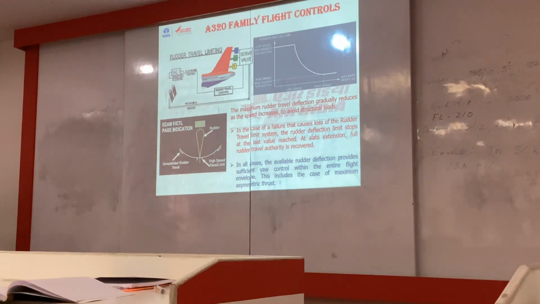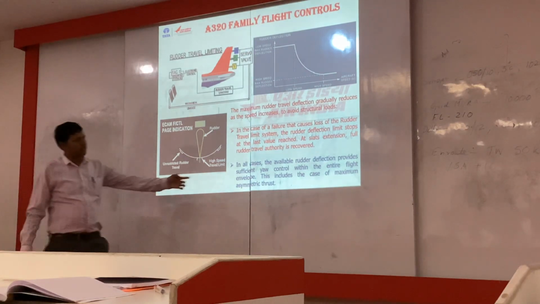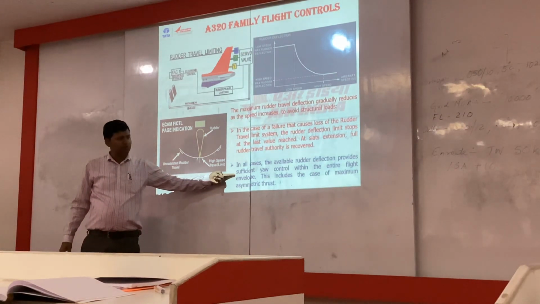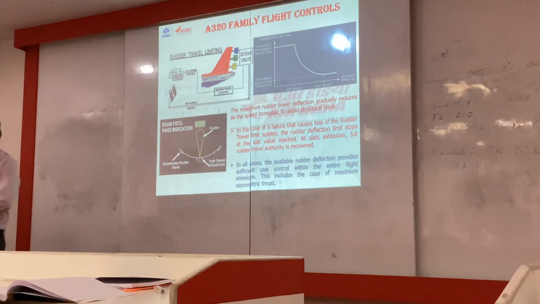In the case of a failure that causes loss of the rudder travel limit system, the rudder deflection limit is frozen at the last level. So suppose the system fails, wherever it was at the last position, it will stay there. At slat extension, full rudder travel limit will be unleashed. In all cases, the available rudder deflection provides sufficient yaw control within the entire flight envelope. This includes the case of maximum asymmetric thrust. Asymmetric thrust is nothing but a pure one engine failure.